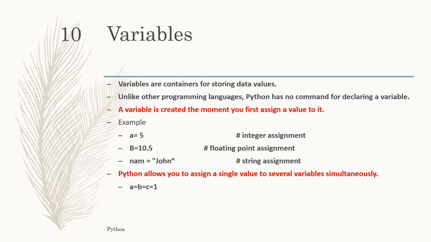You can also assign multiple objects to multiple variables. For example, see this example. A, B, C equal to 10, 20.5, double quotes 2. Here, we are creating one integer object with value 10, a floating point object with value 20.5, and a string object with value 2.